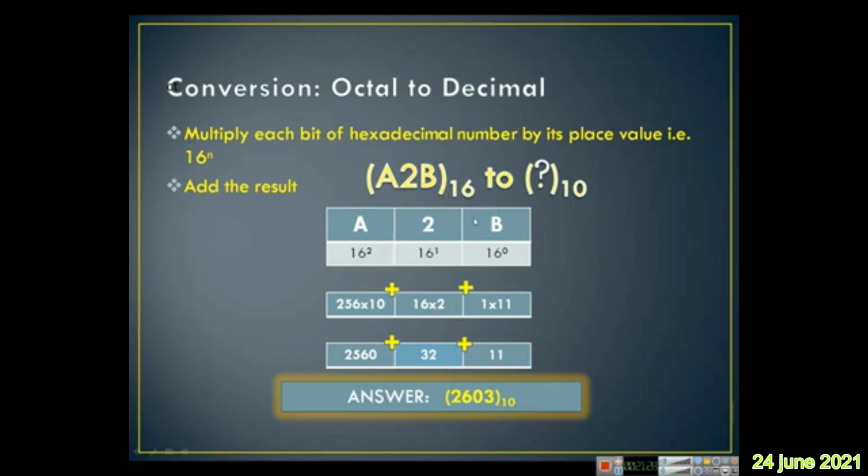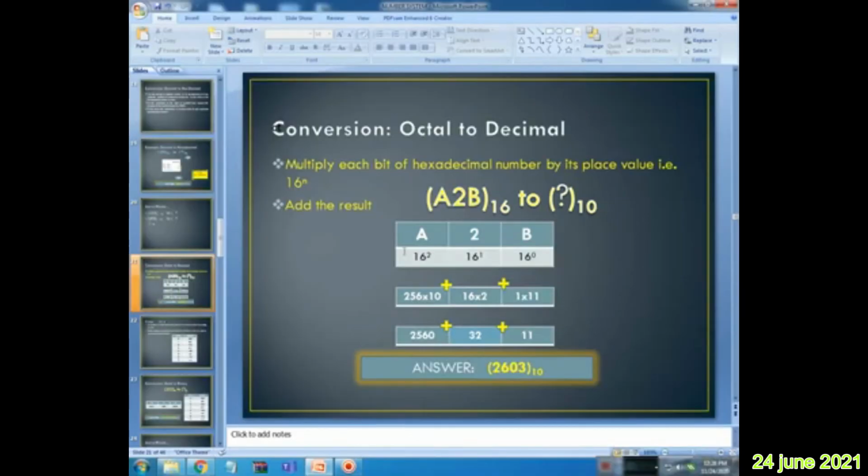So A2B: 16 raised to 0, 16 raised to 1, 16 squared is 256. 256 into 10, since A means 10, 16 into 2, and 1 into 11. Anything raised to 0 is 1. 2560 plus 32 plus 11, it is once again 2603. So this is the conversion from hexadecimal to decimal. It is not octal to decimal, it is hexadecimal to decimal. I wanted to correct that.